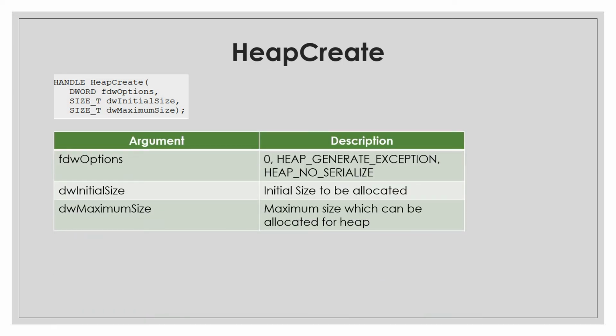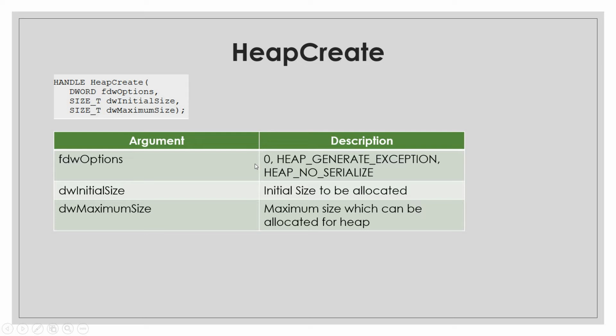The very first argument is fdwOptions. There are three values. These values can be combined using the bitwise operator. If you want to provide HEAP_GENERATE_EXCEPTIONS and HEAP_NO_SERIALIZE, then you can use the bitwise operator to provide both the values. Then the second argument is the initial size, and the third argument is the maximum size of the heap that you have to allocate.